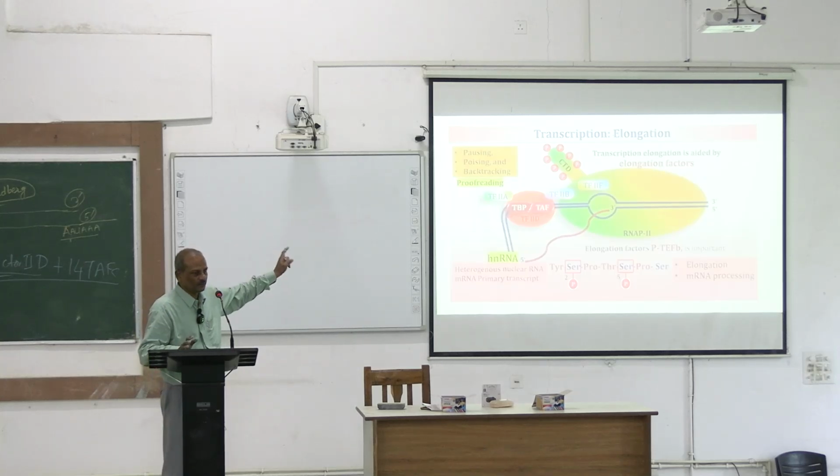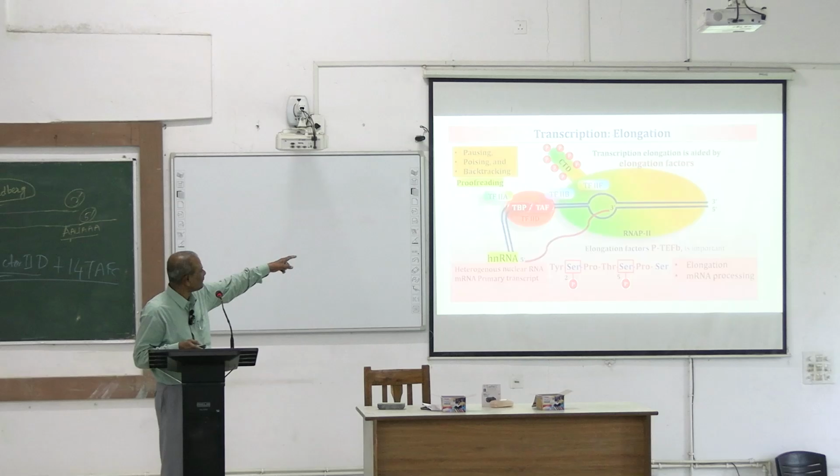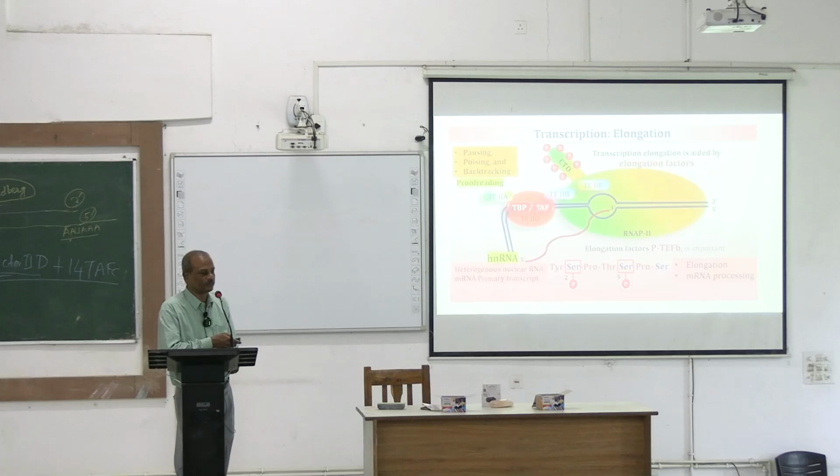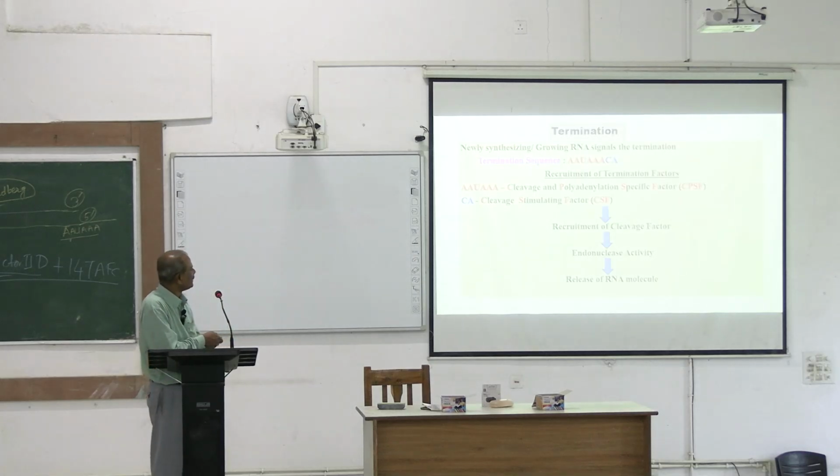Then there will be a pause for some time, or backtracking if there is any false incorporation. That is the reason why elongation takes so much longer, because mRNA has to be produced in a perfect form. So termination will occur, as I told you, with cleavage, exonuclease activity and endonuclease activity. This AAUAAA will be recognized by the CPSF, and the CA will be recognized by the cleavage stimulating factor.